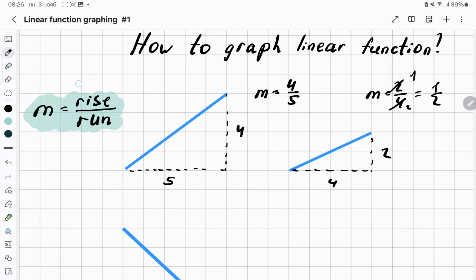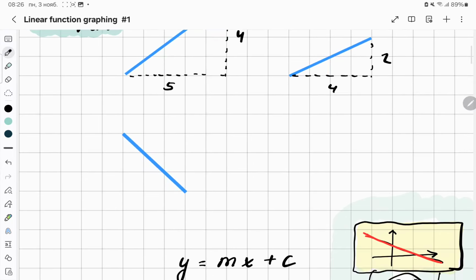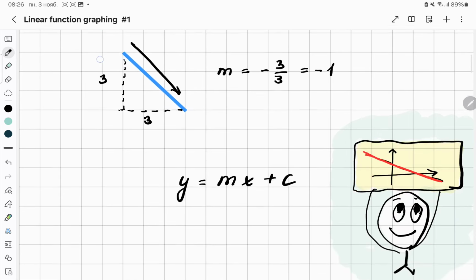Okay, the number 3, the last one. If we make a rise and run, the rise will be 3 and the run is 3, so the slope is 3/3, but it is negative because from left to right we have to go down, so it is -1 after simplification. Okay, now we can turn to the equation of the straight line.